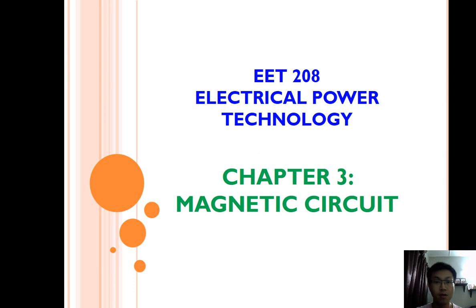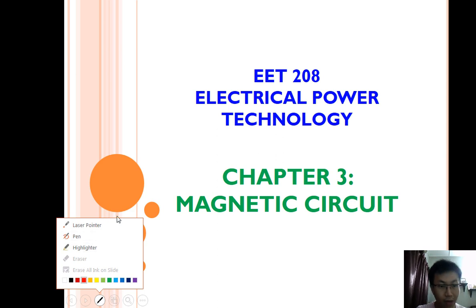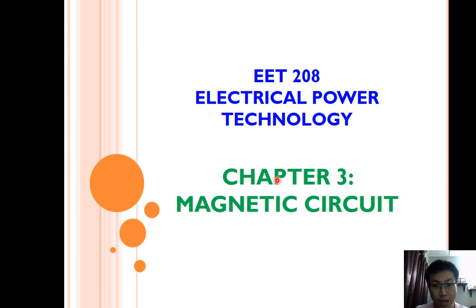Hello. So today we'll talk about the magnetic circuit of chapter 3. Let me see whether I have a highlight. Yeah, I have pen, laser pointer.